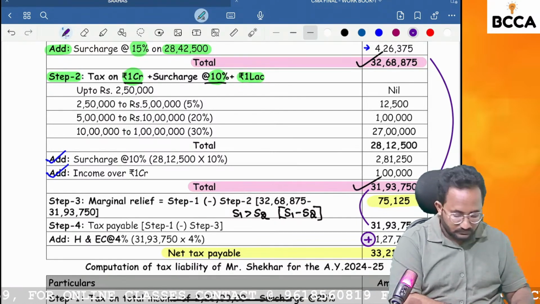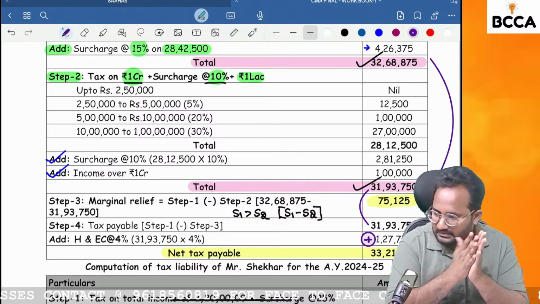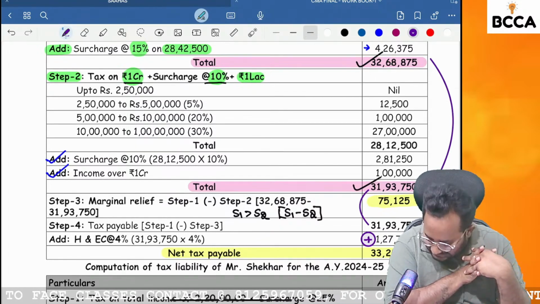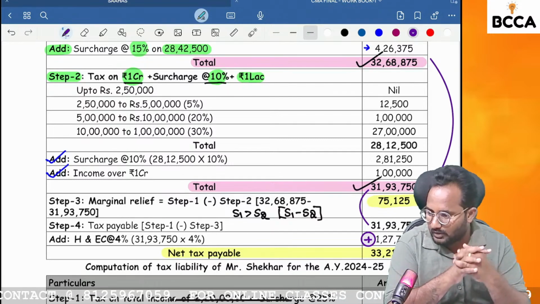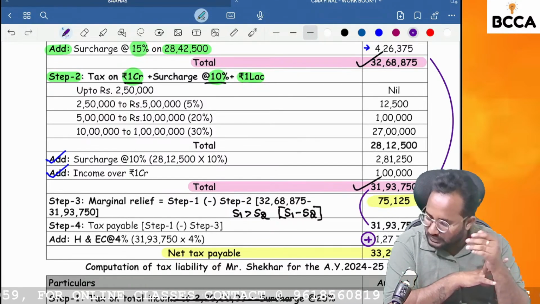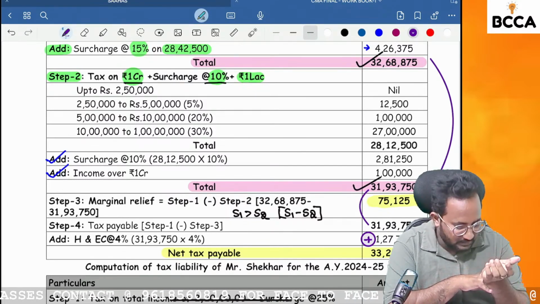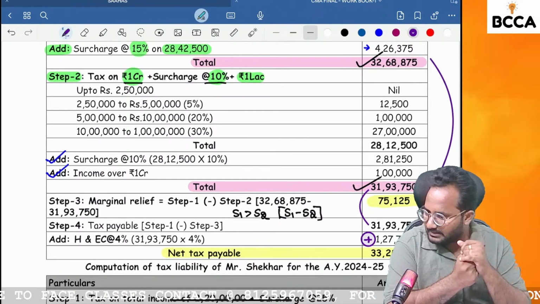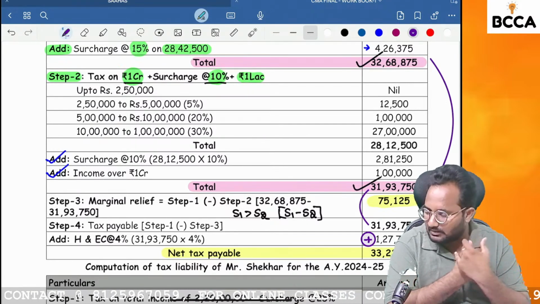Okay. Sir, online students and face-to-face students, are all the students getting clarity about the marginal relief concept? I want to know your understanding about the marginal relief concept. If any point is not understood by you, definitely please let me know. I will explain once again also.